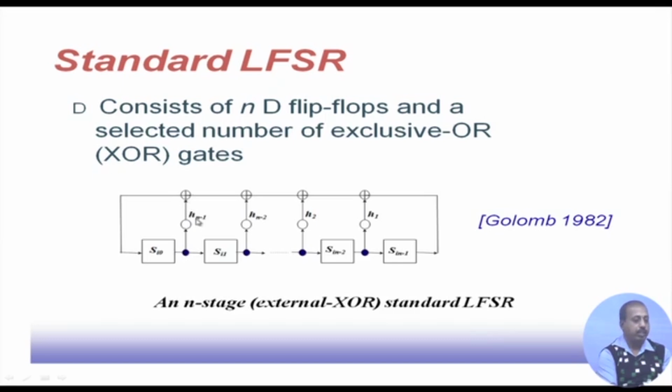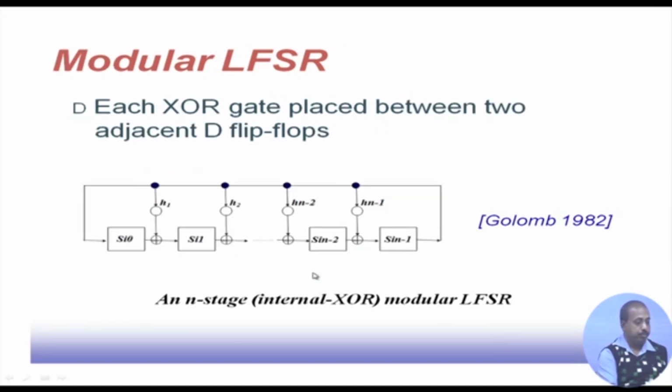So, if H n minus 1 is 1, then this output will be XORed, then if this n minus 2 is 1, then this will be XORed. So, you see that the value that is coming back to S I 0 is nothing but a weighted sum of all these previous values H 1, H 2. So, this is the output of S I n minus 1, and then it is H 1 times this one, H 2 times this. So, that way it is a weighted sum of the previous stages.